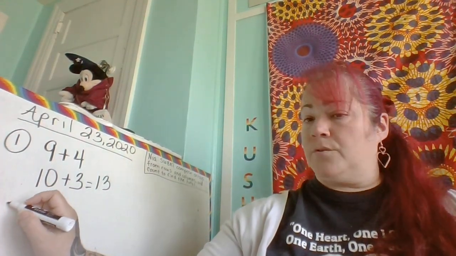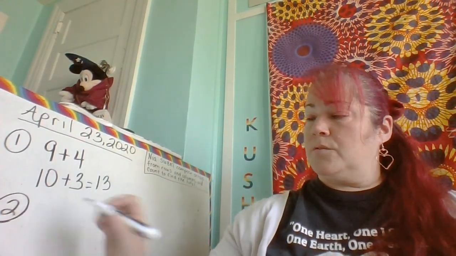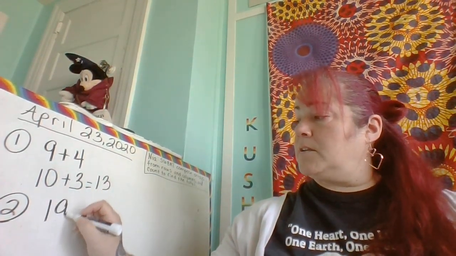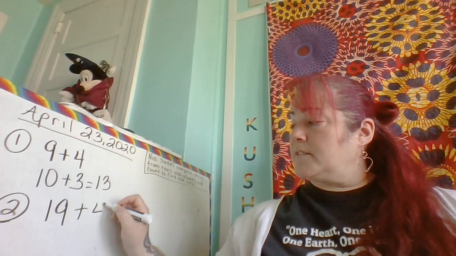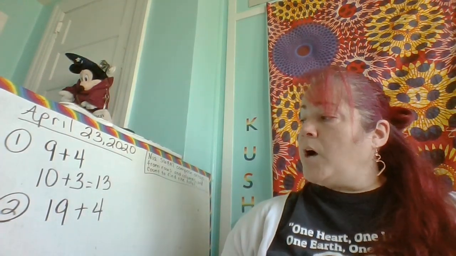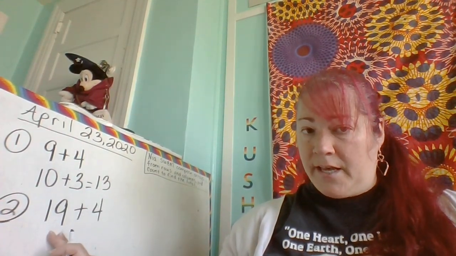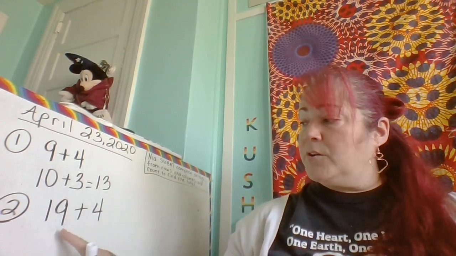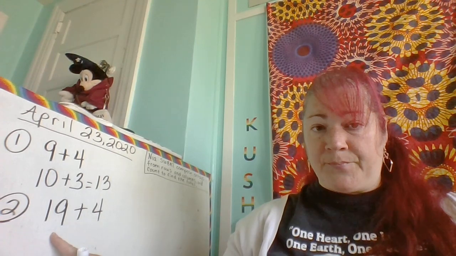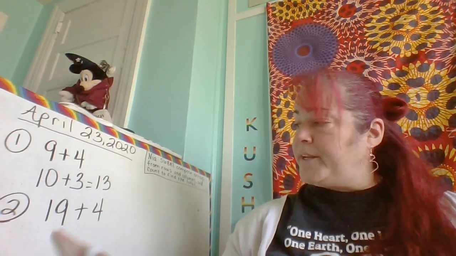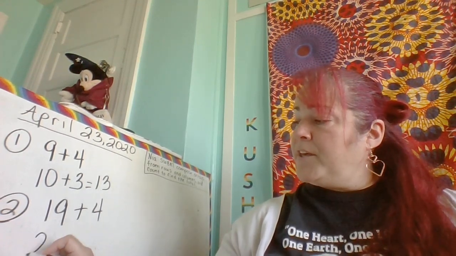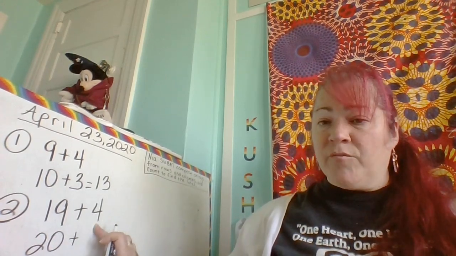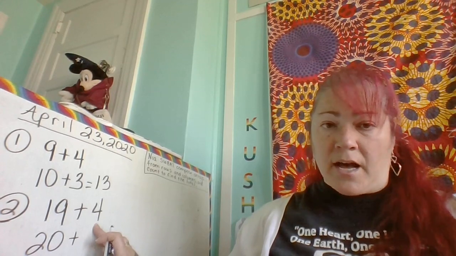Number 2. Let's do 19 plus 4. So we are making this into a 10. Not the number 10, but what's the next closest 10 to this? Awesome, it's 20. So if I make this into 20, I had to have borrowed from my ones column.